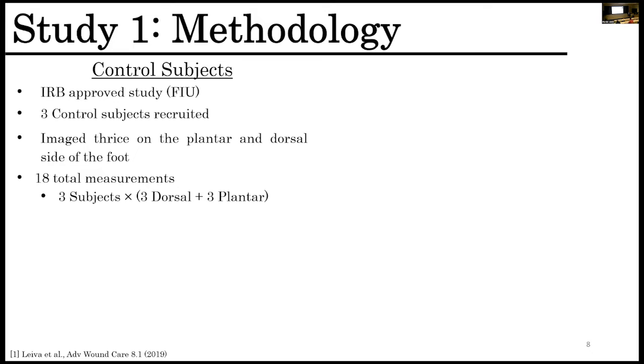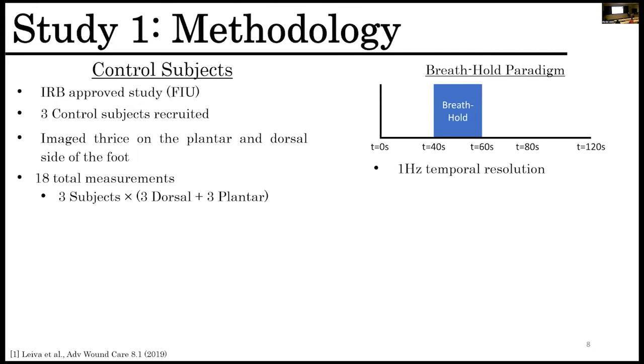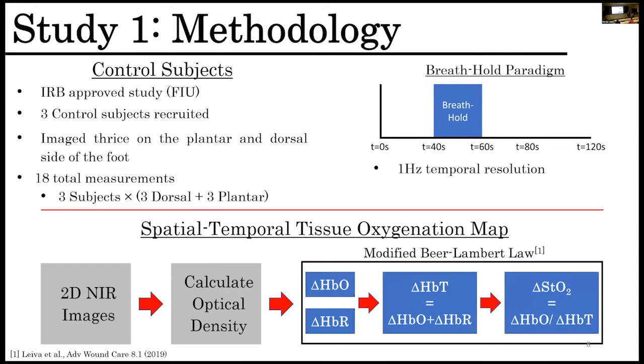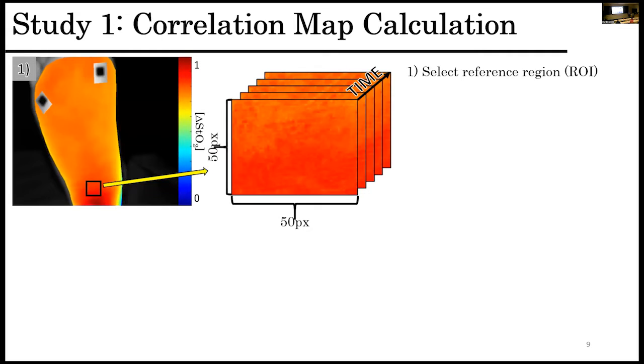This IRB-approved study was conducted at FIU with 3 control subjects, imaged thrice, or 3 repetitions, on the plantar and dorsal side of the foot for a total of 18 measurements. We utilized a 2-minute-long paradigm consisting of 20 seconds of breath holding, and we imaged each subject at 1 Hz of temporal resolution. From the 2D near-infrared images, we calculated the optical density maps at each time point and then applied the modified Beer-Lambert law to produce spatial temporal oxygenation maps in terms of oxygen saturation.